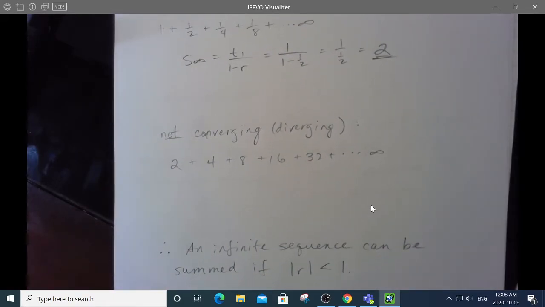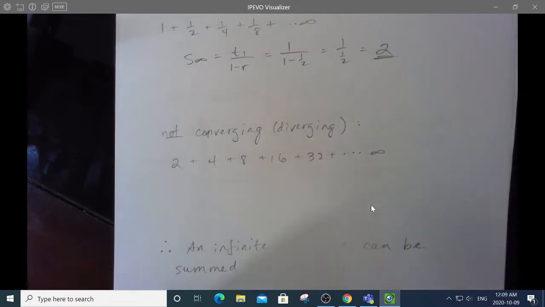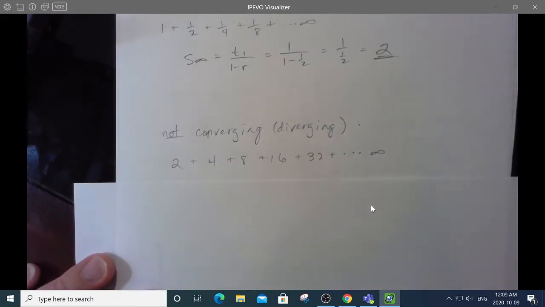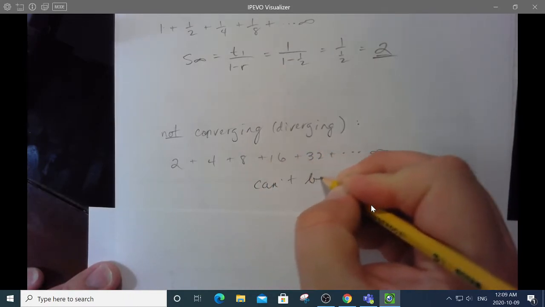So, of course, if you have an infinite sequence that's not converging, which would mean it's diverging, then what you would say about it is that there's really no way to sum it, right? If you add up numbers to infinity, you're just going to get infinity. And infinity is not really a number, it's an idea. So this doesn't have a meaningful sum, so it can't be summed.